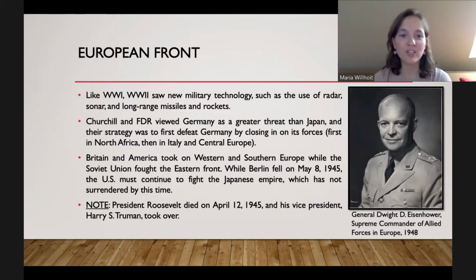We also have long range missiles and rockets. So it's still a very new war for us. It's still a very deadly war.